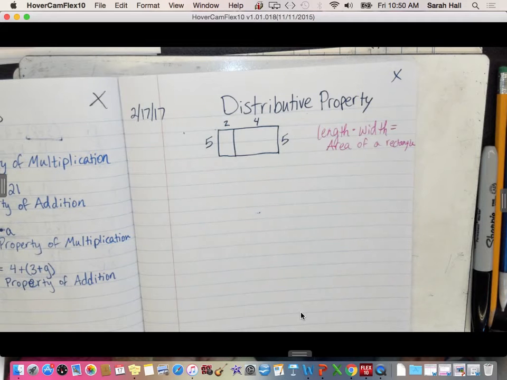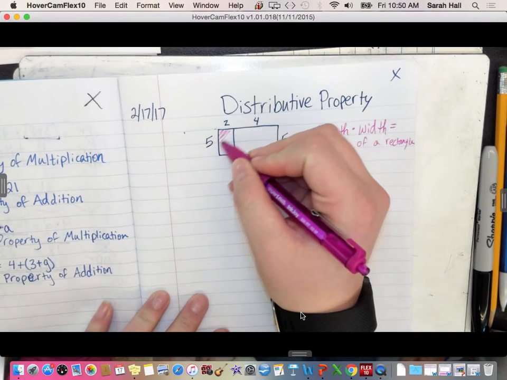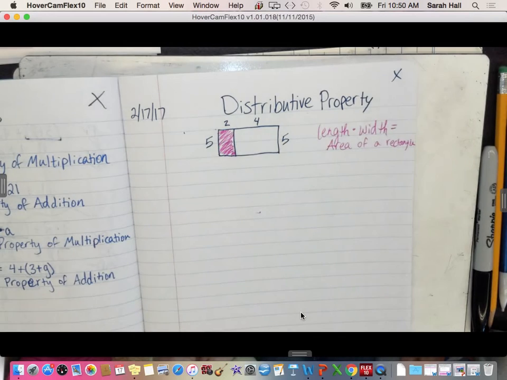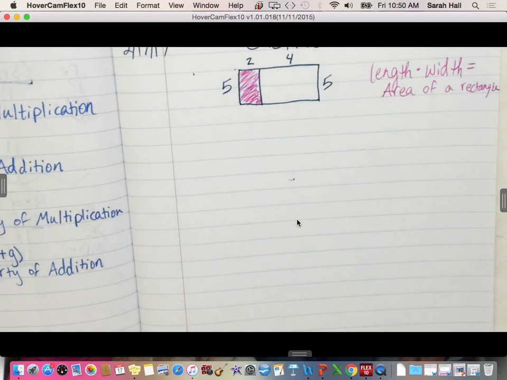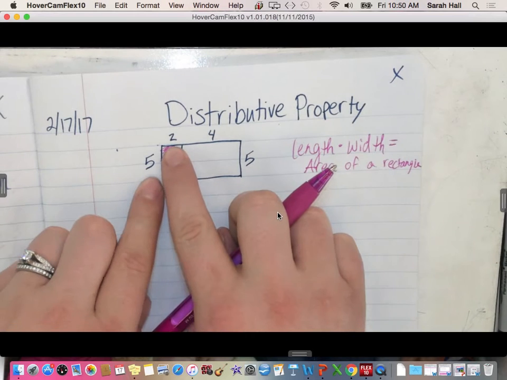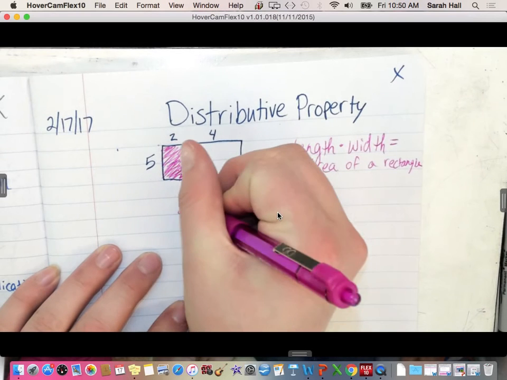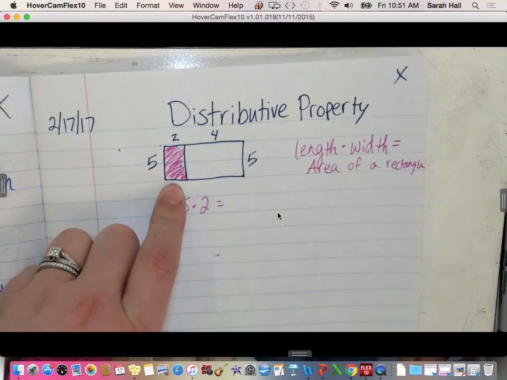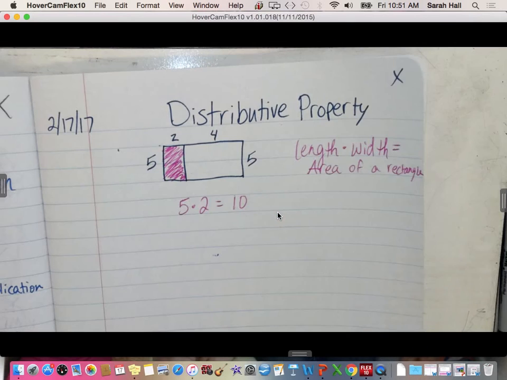So how would I find the area of this rectangle right here? How would I find the area of just that rectangle? Elizabeth? Sure. How would I find the area of this rectangle? Nancy? 5 times 2. Good, because I'm taking my length times my width, and I'm getting 5 times 2. So the area of this smaller rectangle is 10, and we say units squared.